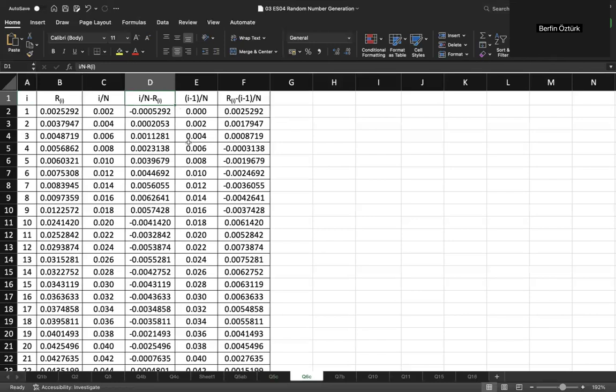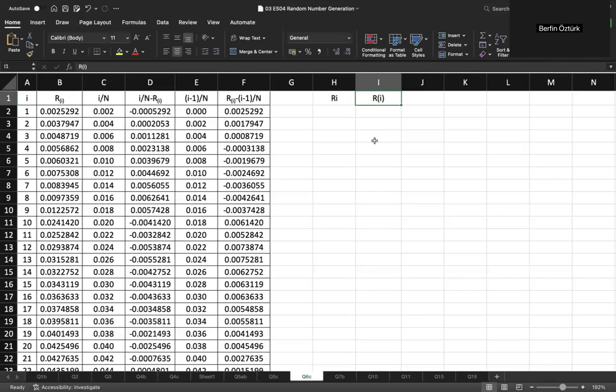So if you have those parentheses on R, it means the observation in the sequence. If there is no parenthesis on the R, like this, R_i or R(i), those are two different things. This is the unordered one. This is the observation in the sequence, the ordered sequence.